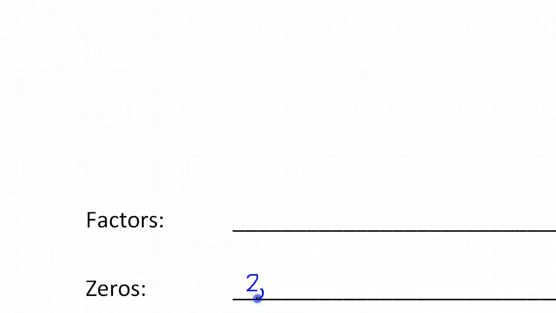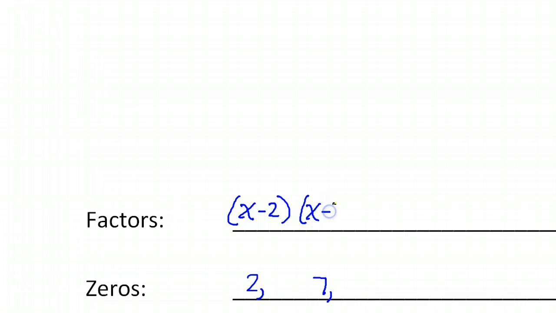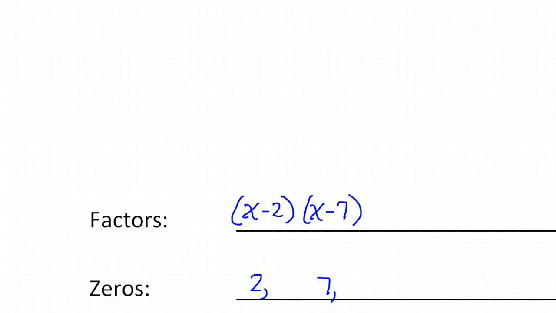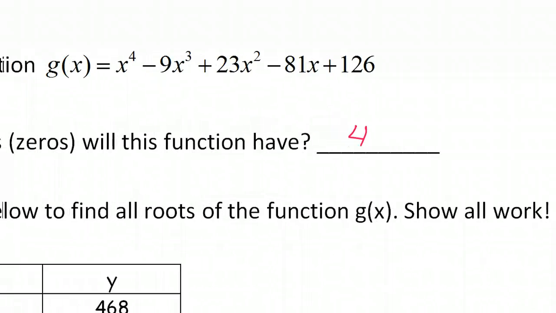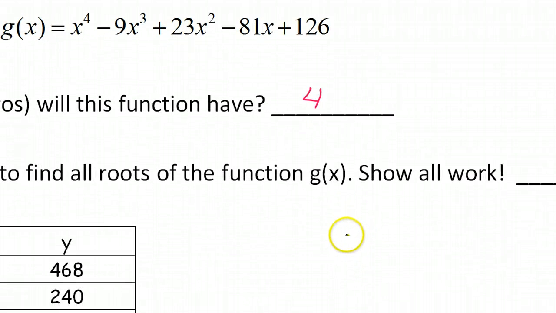Alright, so we had 2, and that will correspond to a factor of x minus 2. And then we had 7, which will correspond to a factor of x minus 7. So we know there will be 4 zeros, so we've got 2 of them so far. So let's use our synthetic division to find the rest. I'm going to need those coefficients. I'm going to start with the 2 because that's a pretty easy number to use.